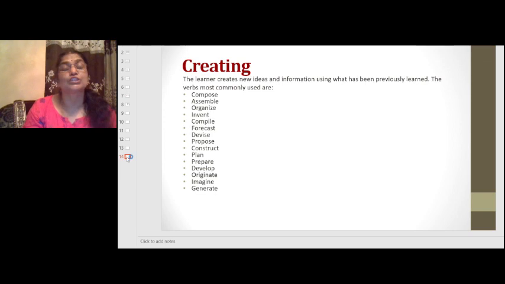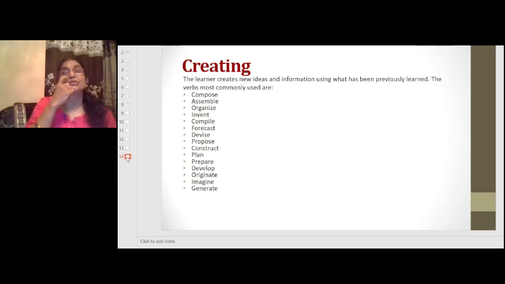So the next one, the last one, is creating. I told you this is the highest level given in Bloom's taxonomy. In short, we call Bloom's taxonomy the BT level. Okay, so here the learner creates new ideas and information using what has been previously learned. You create something new with whatever you have already learned.